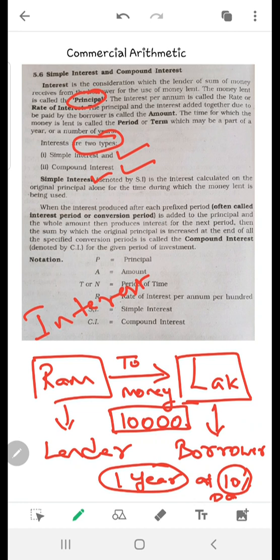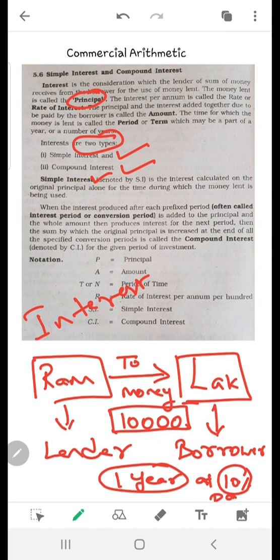The interest which is calculated on the original principal alone for the time during. That means whatever the money has given. For example, ತಗೊಂಡಾಗ ಇಲ್ಲಿ example ತಗೊಂಡಿದ್ವಲ್ಲ, Ram has given 10,000 to Lakshman. Here we'll find out the interest only on 10,000. He might take for 1 year, he might take for 2 years, 3 years, 4 years. ಎಷ್ಟೇ ವರ್ಷಕ್ಕೆ ತಗೊಂಡ್ರೂ the principal will never change. That concept we call simple interest.